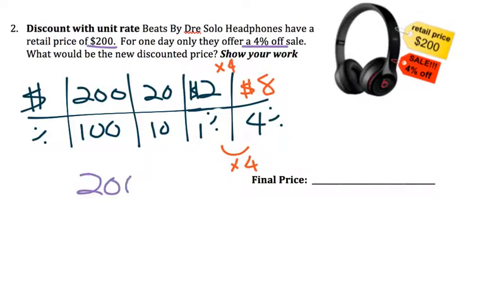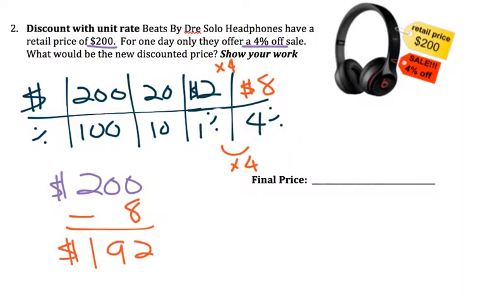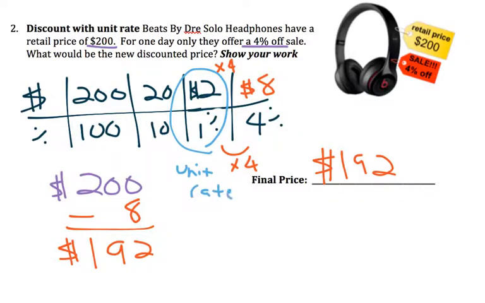So we have the retail price of $200, and then we subtract the discount, which is $8, and 200 subtract 8 is $192. So that's the discounted price. And notice for this one how it was really helpful to find the unit rate. That strategy can be helpful with percents that are only multiples of 1. It's the only way to kind of get to that number.